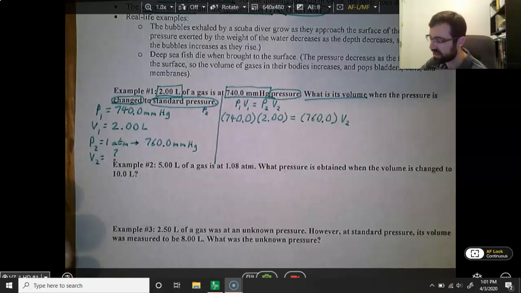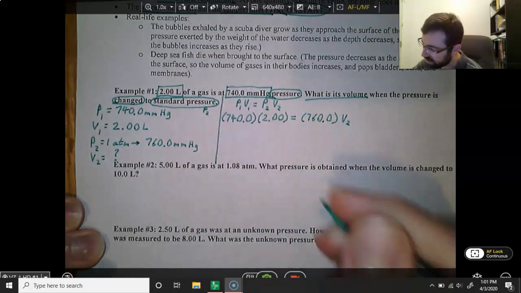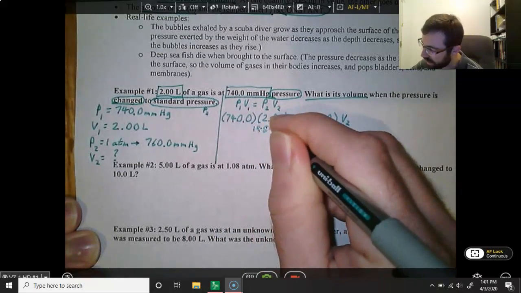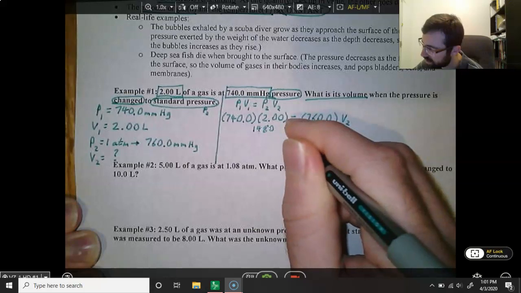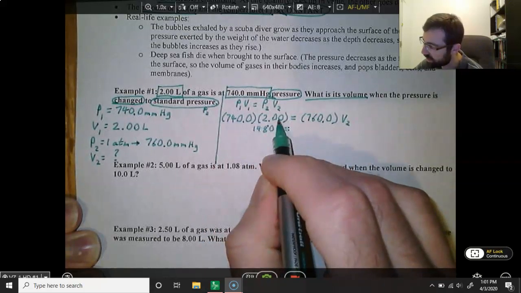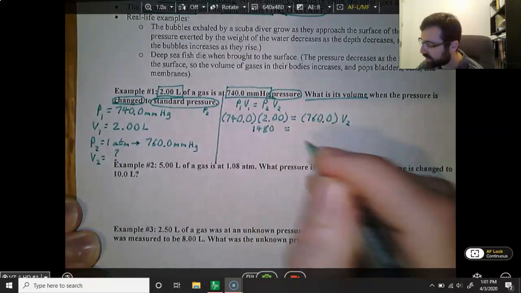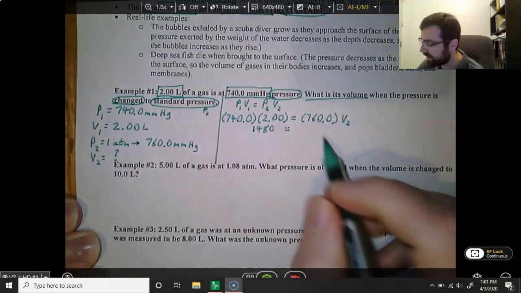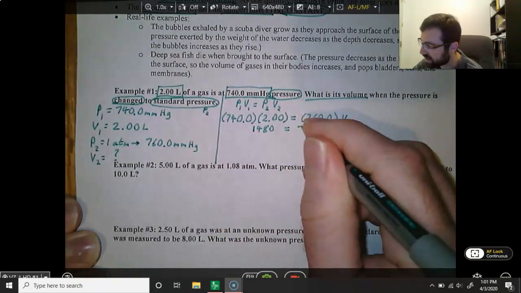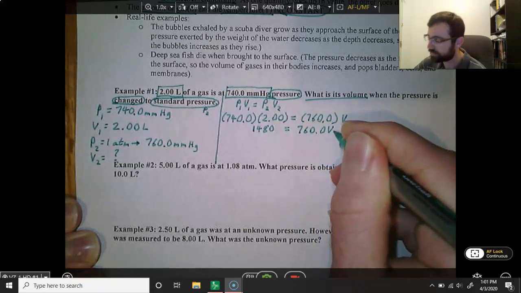Let's simplify this. 740 times 2 is going to be 1,480. Make sure you're keeping track of sig figs as you go through this. This is 4 sig figs. This is 3 sig figs. My answer needs to have 3 sig figs. It's the lower of the 2 numbers of sig figs there. Okay, and then I have 760.0 times V2. There's nothing I can do to simplify that. Just write it out.